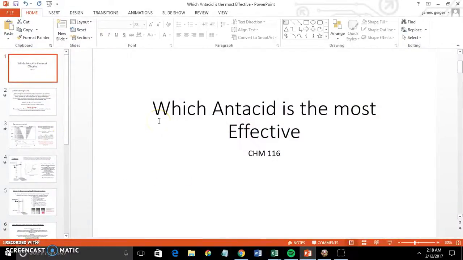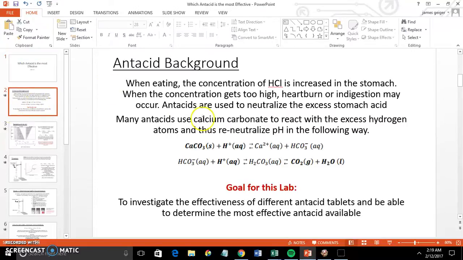Alright, so in this lab we're talking about titrations, acid-base stuff, and the big goal of the lab is to figure out which antacid that we use is the most effective to neutralize stomach acid, right? So a little bit of background.